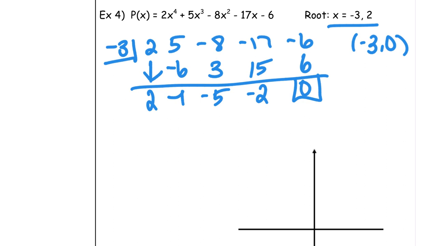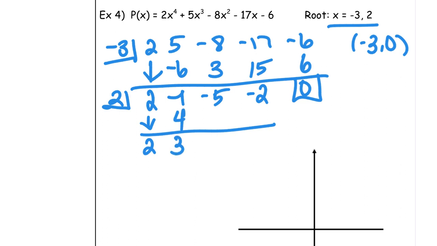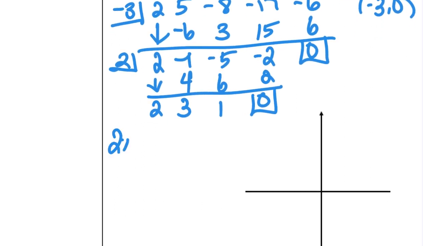Now, we don't want to start over with our next root that they gave us at 2. We don't want to go back to the quartic. Because if we continue from where we are, then we'll be down to a quadratic and we'll be able to factor it. So we're going to automatically bring down the first term. Multiply and combine. Multiply and combine. Multiply and combine. At this point, we've proven that is a root as well. So what we have left is 2x squared plus 3x plus 1.